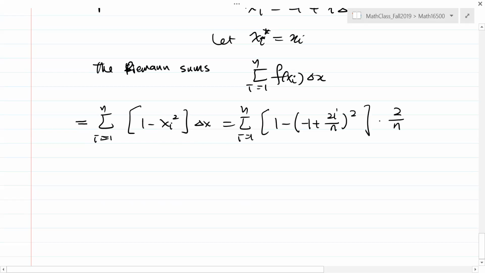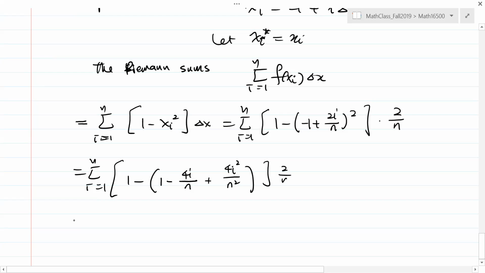So what am I going to do? Can I find the limit? Because the limit is going to give you the area. Riemann already tells you that the limit exists, and this should be the area of the region. All right, so let's simplify a little bit. We have to simplify it. It's 1 minus (1 minus 4i over n plus 4i squared over n squared). Okay, step by step. We are not in a big hurry.